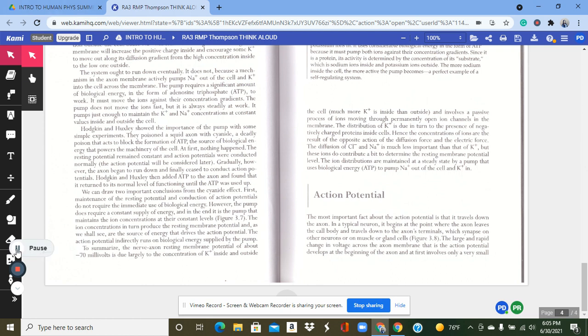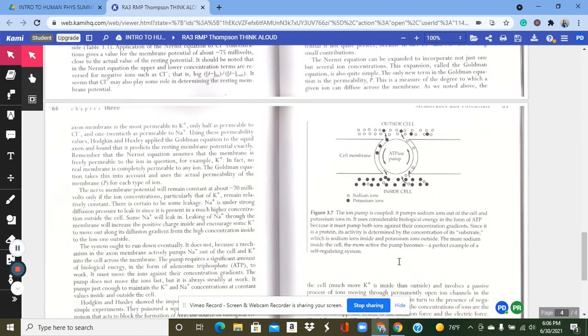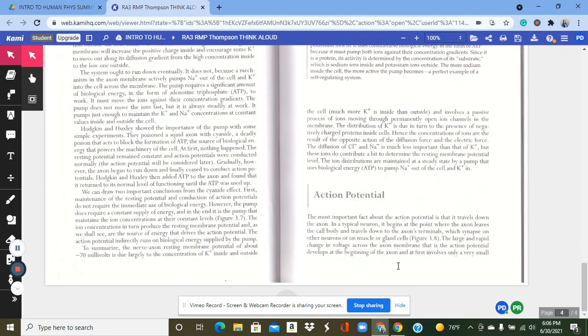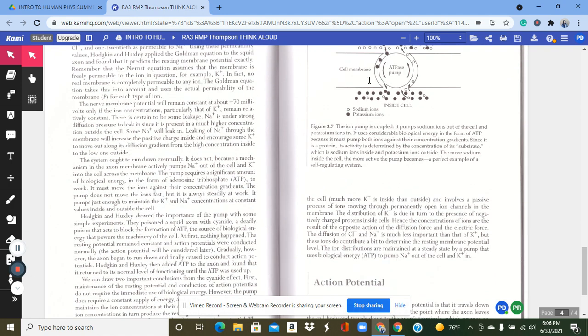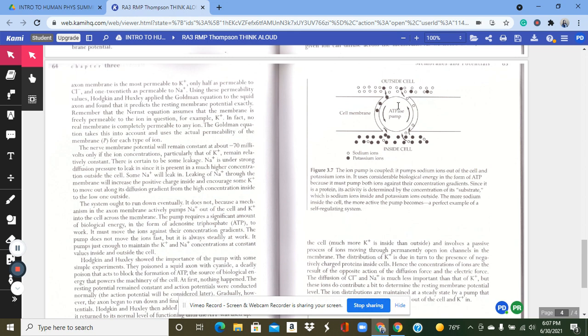So, to summarize, the nerve axon resting membrane potential of about negative 70 millivolts is due largely to the concentration of potassium inside and outside the cell. Much more potassium is inside than outside, and this involves a passive process of ions moving through permanently open ion channels, as you can see here in figure 3, the open channels and the pumping of the ions.